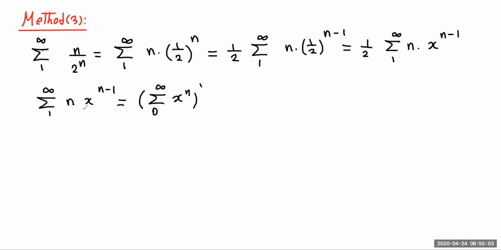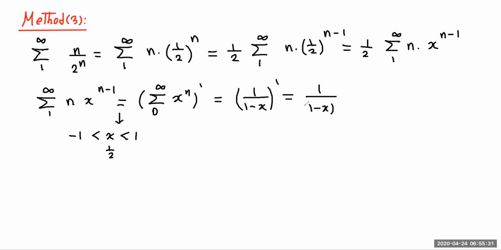Now, this formula is correct when x is between -1 and 1. And I will suppose finally my x here is a half. So it's a half, and the number a half is between -1 and 1, no problem. So the derivative of this sigma, it's 1 over 1 minus x. So the derivative of 1 over 1 minus x, it's 1 over 1 minus x power 2. So now this is correct for each x between -1 and 1.